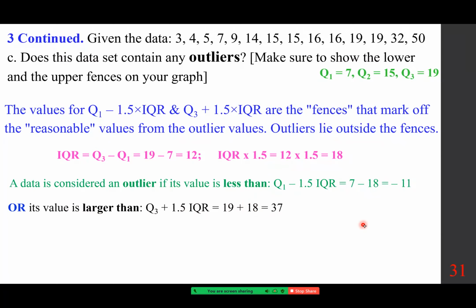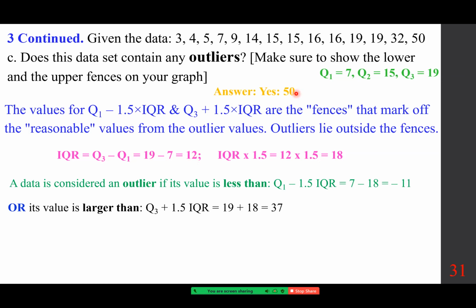Now, we also have a definition of an extreme outlier if we use 3 times IQR instead of 1.5. Normally we don't use that, but sometimes they use that, in which case if the IQR is 12, 12 times 3 becomes 36.